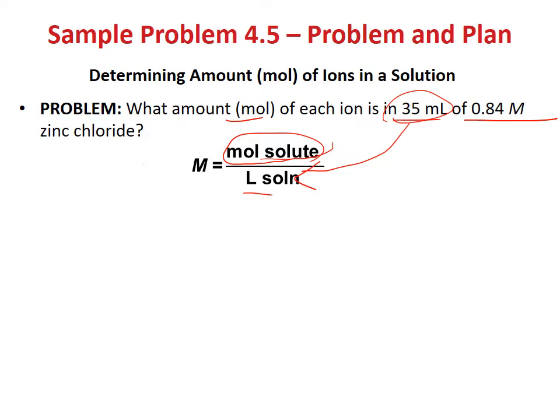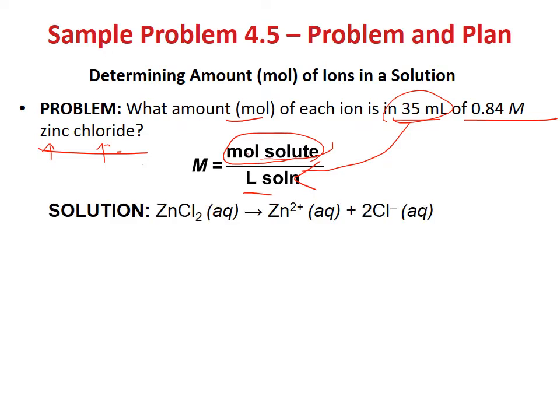And from moles of the solute, which is zinc chloride, then we can calculate moles of zinc ion and the chloride ion. But we need to know the formula and the dissociation reaction first. So here is the formula, zinc chloride, which dissociates to give 1 zinc 2+ and 2 chloride anion. And now let's use the molarity as a conversion factor to calculate the moles of the solute.